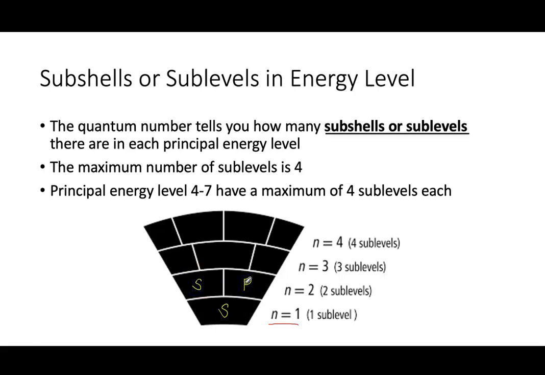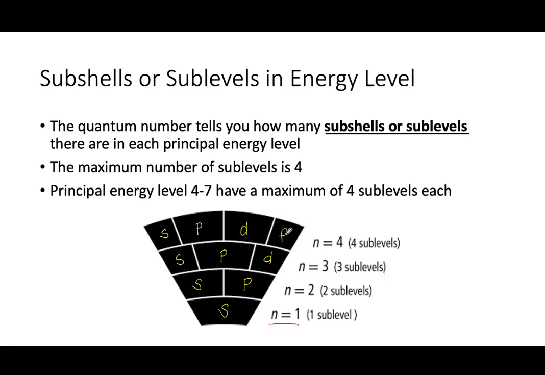Make sure you write this down. When you are in principal level number 3, you'll have S, you'll also have P, and you'll have sublevel D. And when we get to principal level 4 up to 7, you have a maximum of 4 sublevels. So now it's going to be S, P, D, and F.